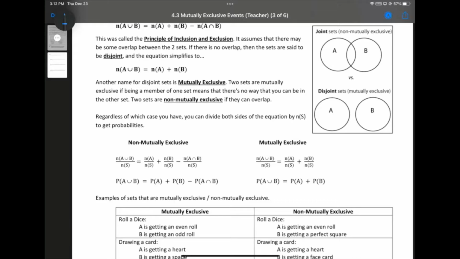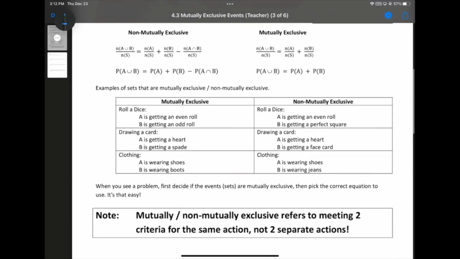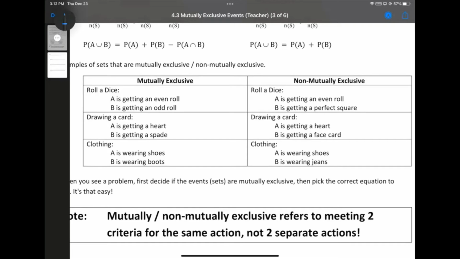Now, just to be clear about some examples of mutually exclusive versus non-mutually exclusive events, something mutually exclusive would be rolling a die and getting an even roll or an odd roll. It's impossible to do those things at the same time, therefore mutually exclusive. If I roll a die and I'm looking at the probability of getting an even roll or a perfect square, being 1, 4, 9, etc., well, 1 and 4 are the only ones we could get with a die. But those things are not mutually exclusive. It is possible to meet those criteria at the same time by rolling a 4.